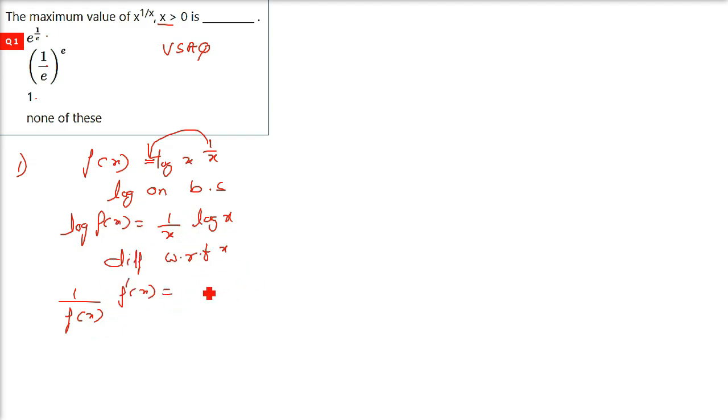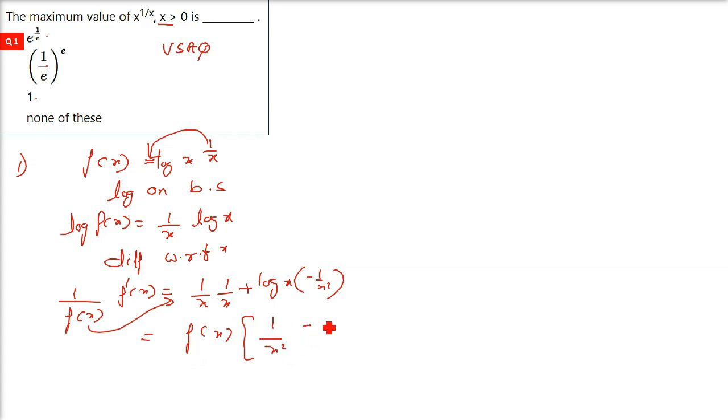So this will follow the product rule. That means take one, differentiate the other, then plus, take the other one and keep the first one, like that only. So this is how it goes. Ultimately you will get this f(x) in the denominator going up on the right, and you can write it as 1 minus log x by x square, and this f(x) is already the initial function which is x raised to 1 by x.